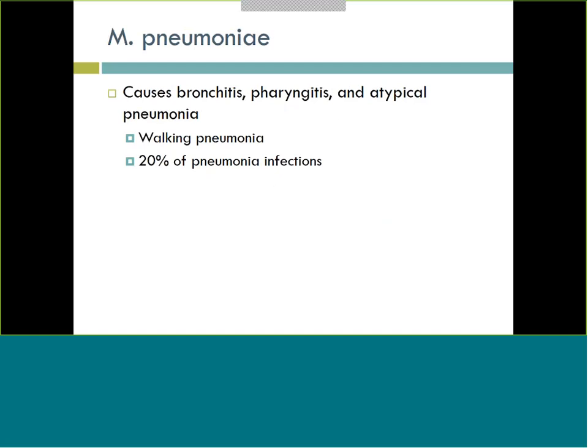Pretty much they have figured that walking pneumonia makes up about 20% of our pneumonia infections. Now remember, we did discuss that Strep pneumoniae is the number one cause of pneumonia, and it is. But walking pneumonia, there is a lot of it out there. They feel that actually 20% is a really underestimated number.